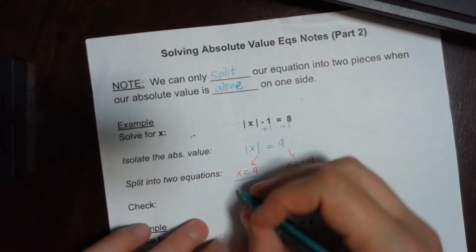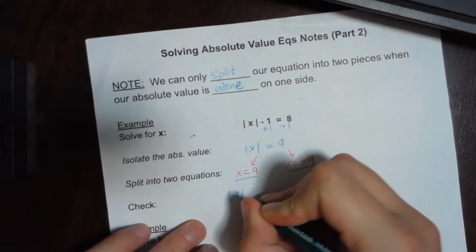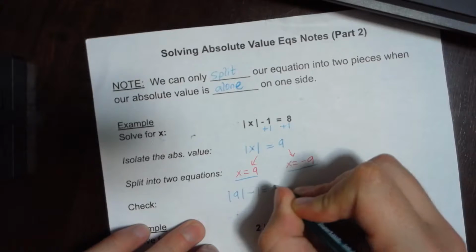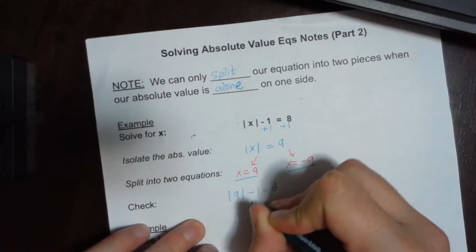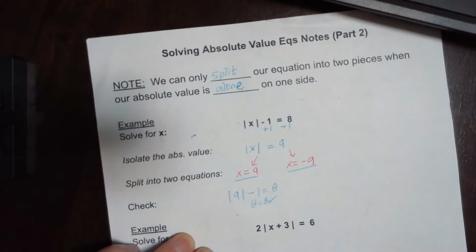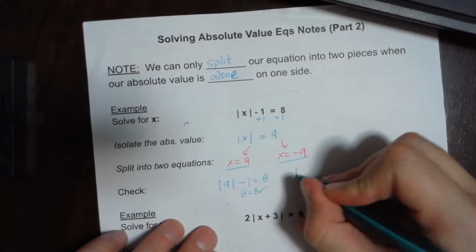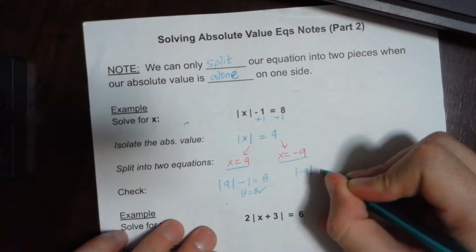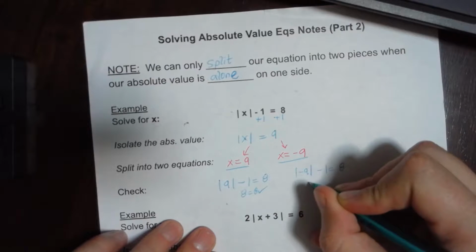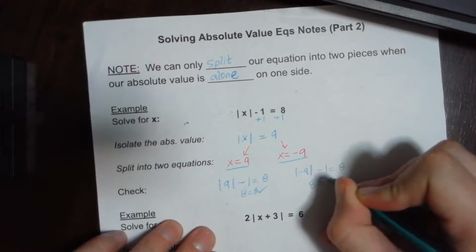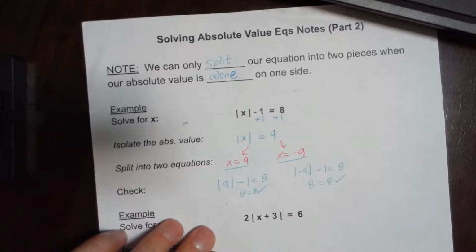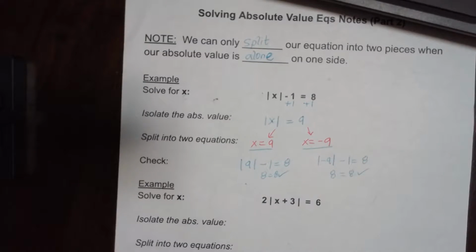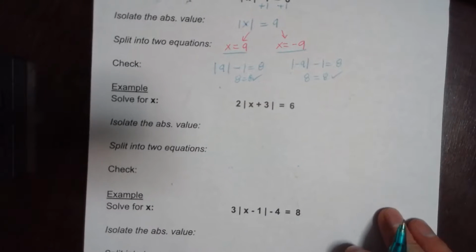Those are our answers. We can go ahead and check. Absolute value of 9 minus 1 equals 8. So 8 equals 8. We're good. And then absolute value of negative 9 minus 1 equals 8. So 8 equals 8, and we are good. Cool. Moving on. Slightly more difficult example.